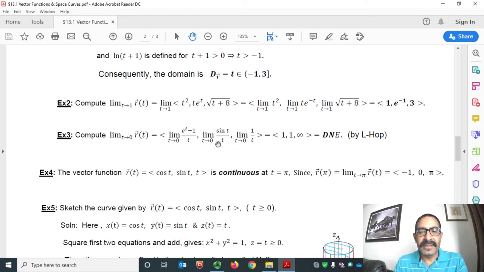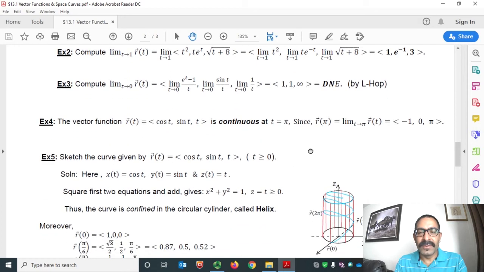And then next, the limit as t tends to 0 of sine t over t is just 1. We know that formula from calculus 1. And the third component, the limit as t tends to 0 of 1 over t, does not exist. So if one limit doesn't exist, it means this vector function's limit does not exist. I hope this makes sense to you all. Let's move on.